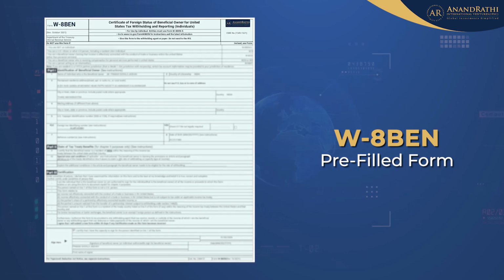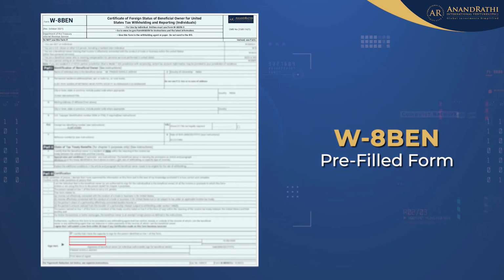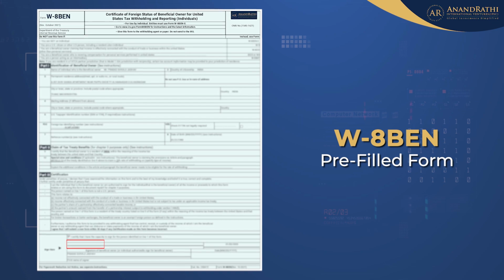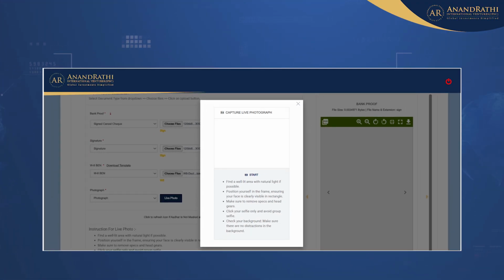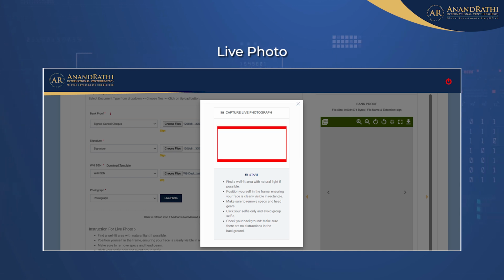You will have to print the document, sign it, and then upload this PDF under the W8BEN field. Now that all the documents are uploaded, the system will ask for a live photo. Make sure you have given permission to access your location and camera. Click a clear image with a plain background. After saving the image, click on Preview and Submit.